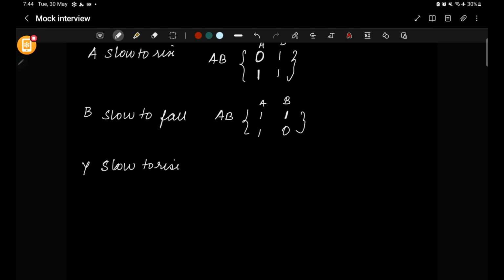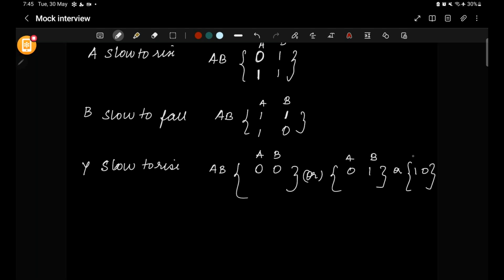Y slow to rise means, first it will try to get a 0 value in Y. So how will it get a 0 in Y? It will make A and B as 0. Or else 0, 1 will also bring a 0 value on Y, or 1, 0 can also bring a 0 value on Y. And then the next pattern, it will try to bring a 1 value in Y. So to bring that, it has to make A and B as 1.